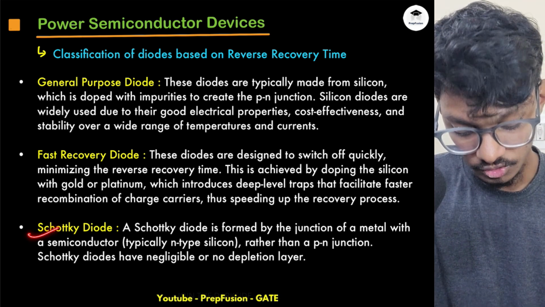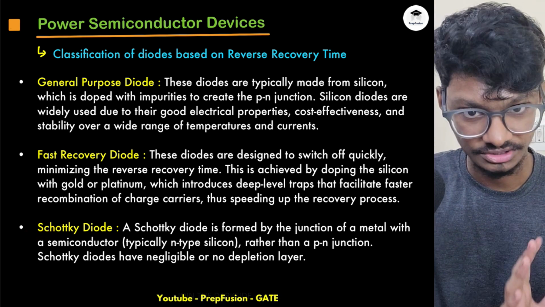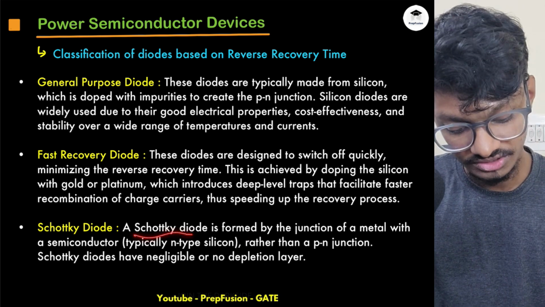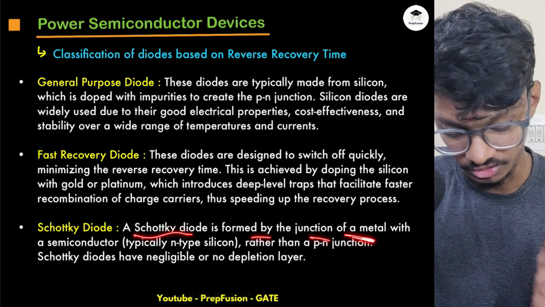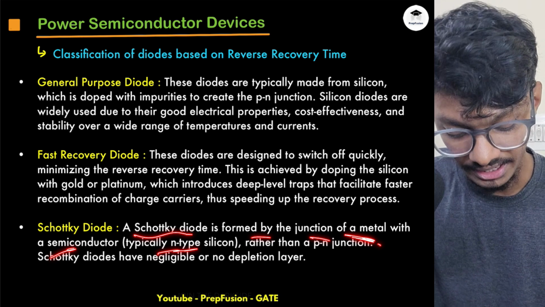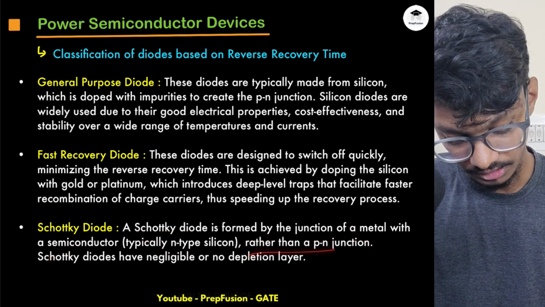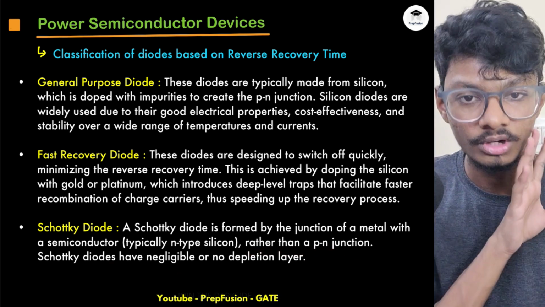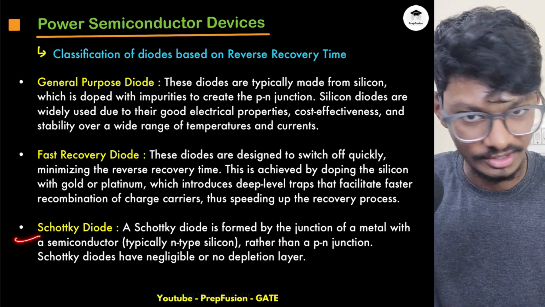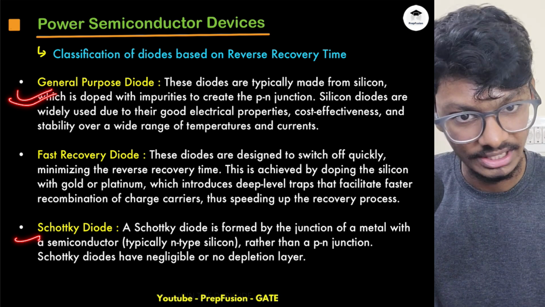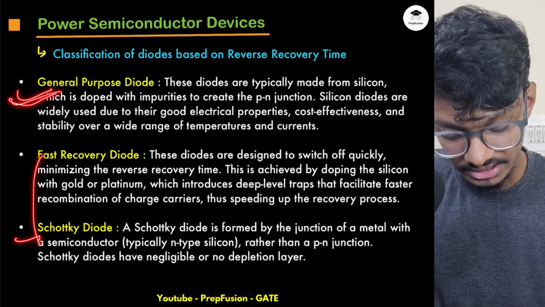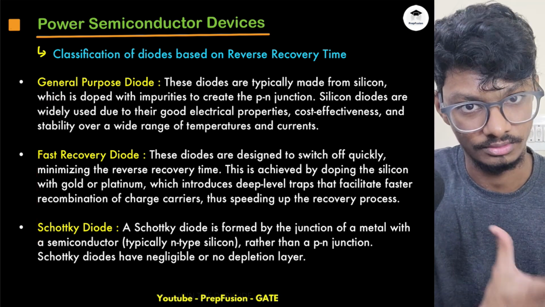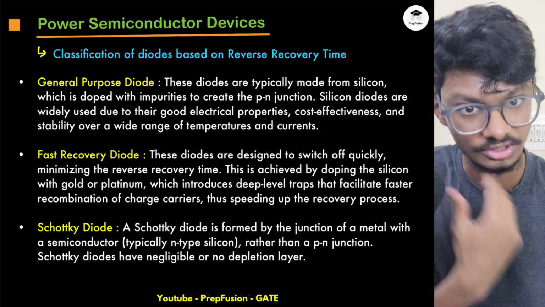Okay, then there is the Schottky diode. Basically this has no PN junction, this has basically metal. A Schottky diode is formed by a junction of a metal with a semiconductor, typically n-type silicon. Rather than a PN junction, Schottky diodes have negligible or no depletion region. So this is not at all used in power diodes. The main application of the power diode is here only. These are the different types of diodes that we should know. For electrical people, we should know all these things theoretically, right?